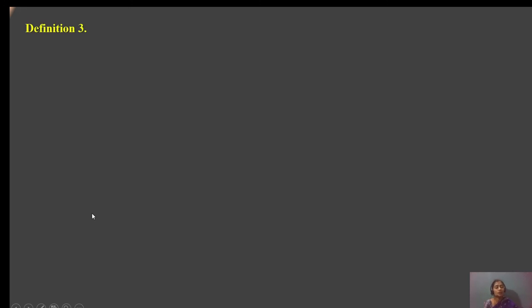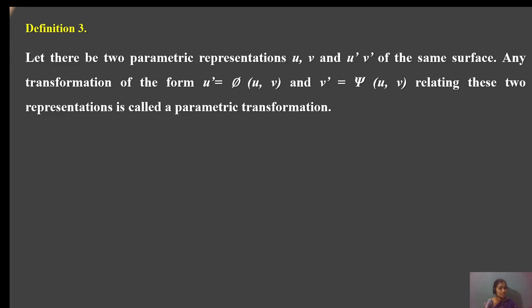Definition 3: let u, v and u dash, v dash be two parametric representations of the same surface. A transformation of the form u dash equals phi of u, v and v dash equals xi of u, v, relating these two representations, is called a parametric transformation.